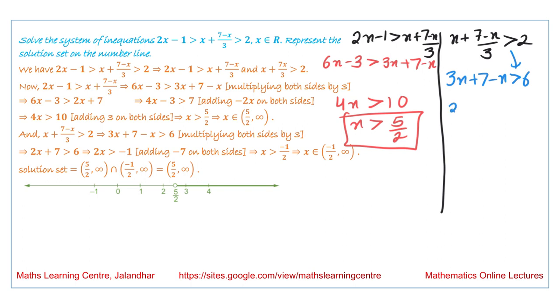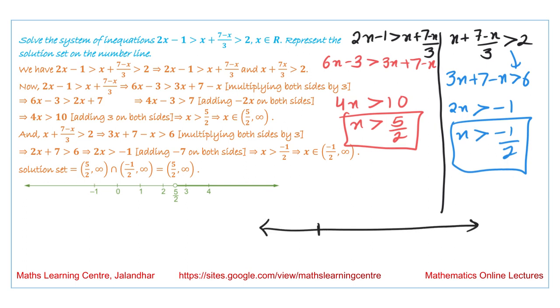So we are getting 2x is greater than minus 1, so we get x is greater than minus 1 by 2. Now if we represent both these situations on the number line, we are saying x equal to minus 1 by 2 is over here, this is 0, and some number 5 by 2 will be over here. Corresponding to this, we are saying x is greater than 5 by 2, this is the region we are having, the greater than 5 by 2 portion.